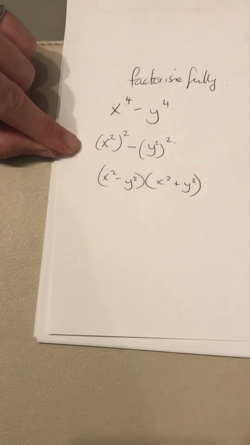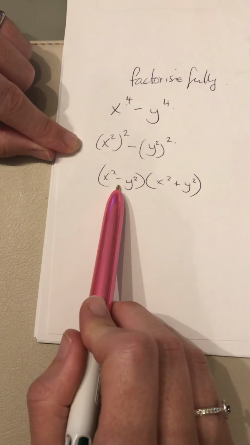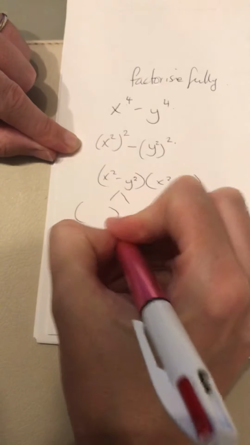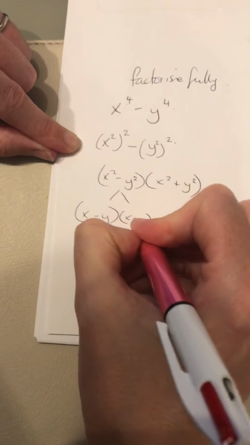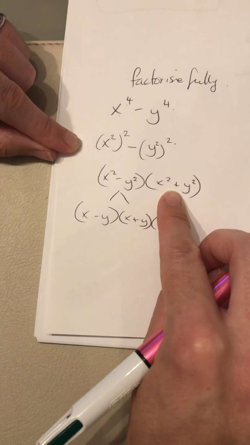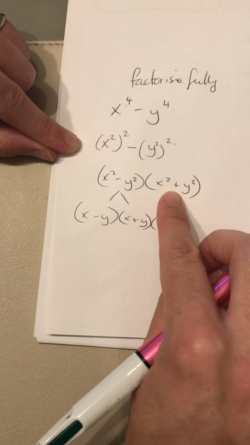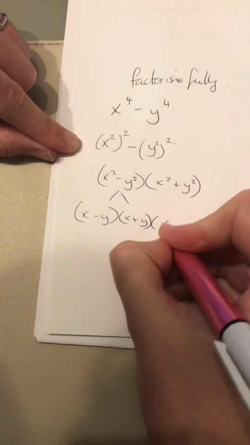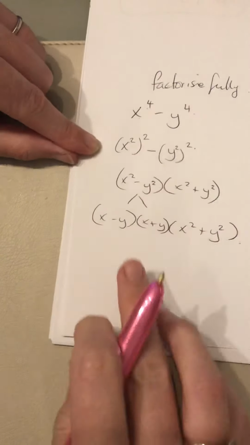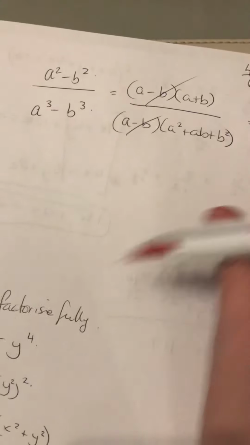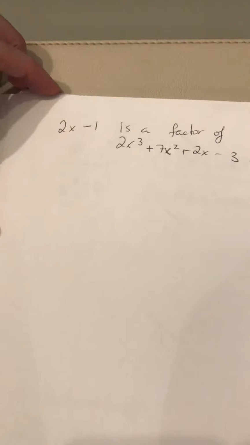So to factorize fully, I need to just check, can either of these be factorized again? So common factor, no. Grouping, no. Trinomial, no. Difference 2 squares, yes. First minus the second, first plus the second. And then can this be factorized further? Common factor, no. Grouping, no. Trinomial, no. Difference 2 squares, no. Difference 2 cubes, no. Sum of 2 cubes, no. Done. That's it, fully factorized.